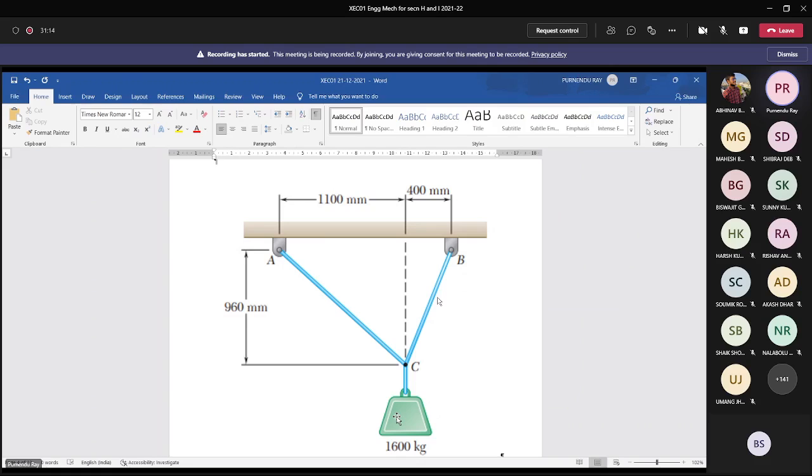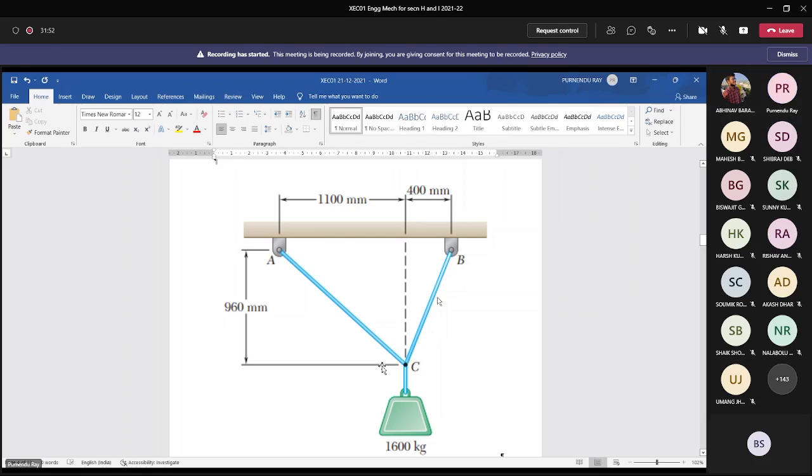So it's a simple case that one block of mass 1600 kg is hanging, and it is supported by two metallic rods, or they may be two almost weightless, very fine threads, which can hold the 1600 kg mass. And the connection point is C, BC and AC.